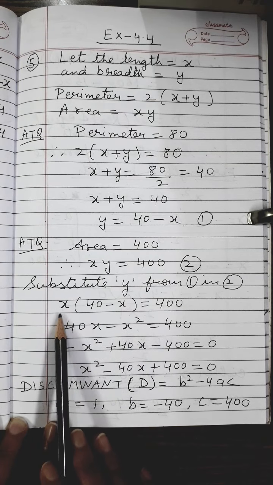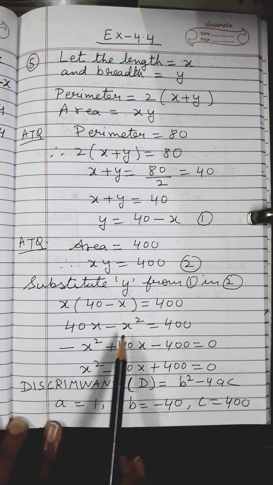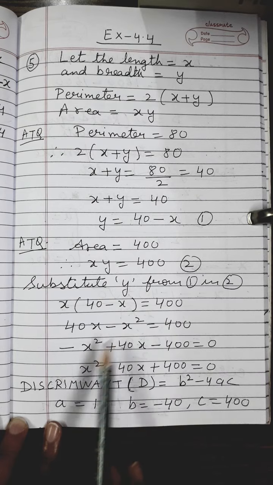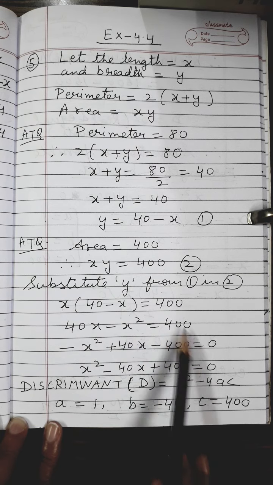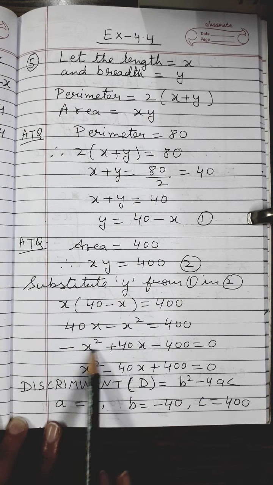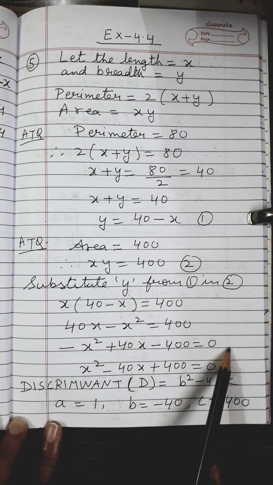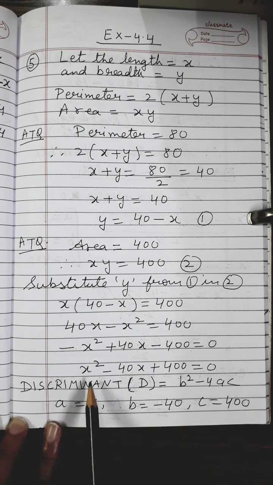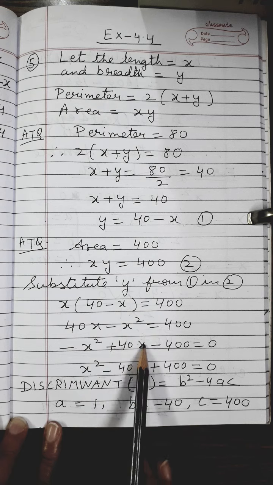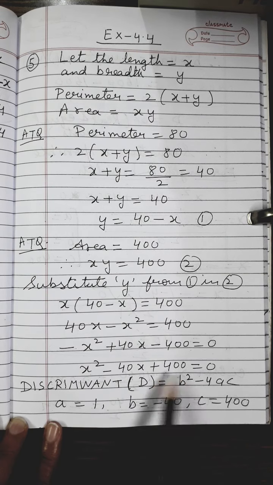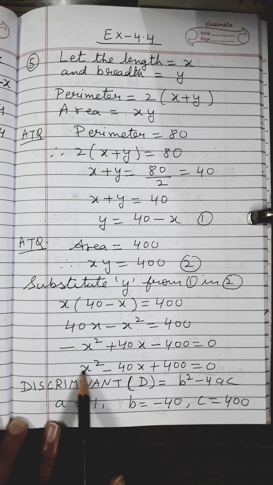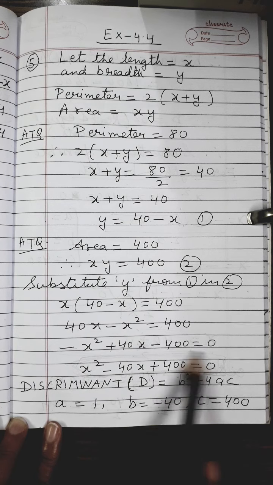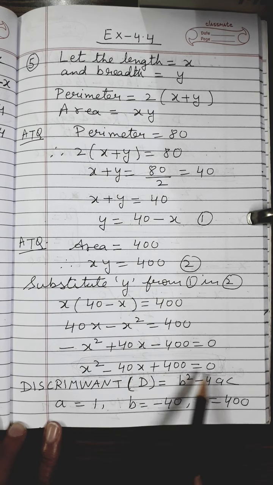Open the bracket, distributive law, x into 40, 40x; x into minus x, minus x square equals to 400. Minus x square plus 40x, bring 400 on the left side, minus 400. What remains on the right side? 0. x square is having a negative sign with it, so I change the sign of each and every term so that I get a positive sign with x square. Minus x square becomes plus x square, plus 40x becomes minus 40x, minus 400 becomes plus 400. Now in front of 0, whether you put plus or minus, it will remain 0 itself. So this is your quadratic equation: x square minus 40x plus 400 equals to 0.